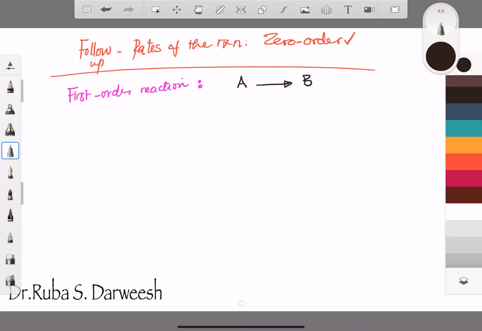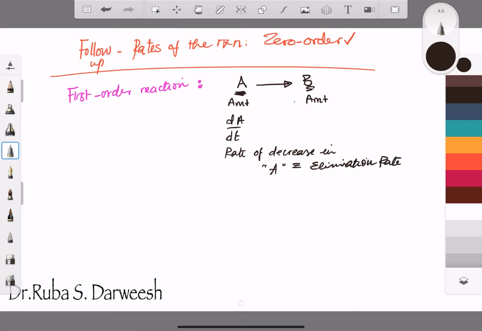As an example, we have amount A and we have amount B. If we are talking about the rate of decrease in A, which is similar in kinetics or pharmacokinetics to the elimination rate, okay, let's write the differential equation that will represent this reaction. dA over dt will be equal to minus K multiplied by A to the power of 1.